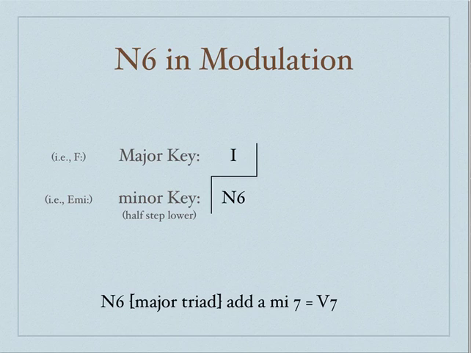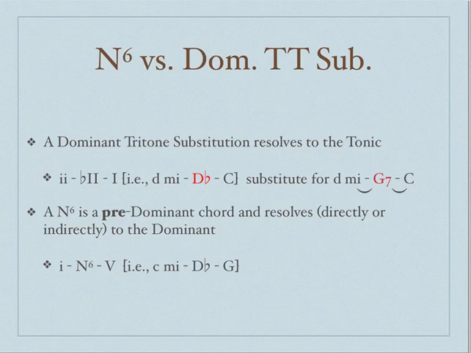Since the Neapolitan 6 is a major triad, by adding a minor seventh, it becomes a dominant seventh chord, which is also useful in tonicization and modulations as well. There are more examples in the Music Solutions book.